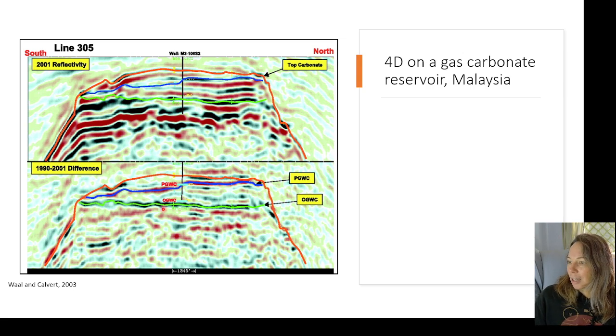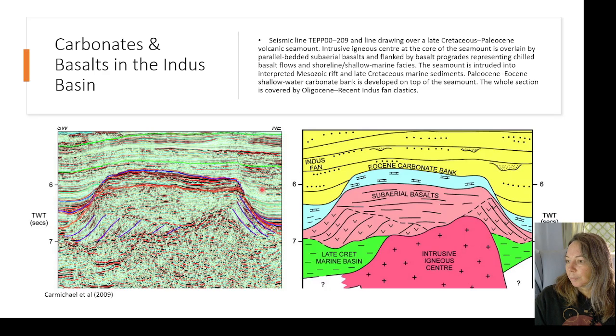And so in this case, we're looking at the difference model down below. So they've got their original gas water contact, and that's from 1990. And then in 2001, they have their present day gas water contact. So, that's something we can also often observe in carbonate reservoirs.